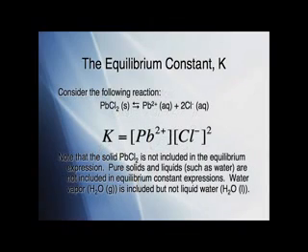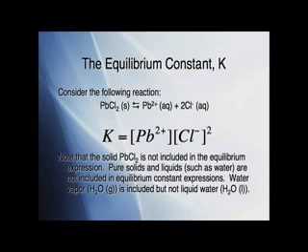Let's look at an equilibrium system in which a very slightly soluble solid is dissolved in water. Here we have lead 2 chloride being dissolved, and when ionic compounds dissolve, we know that they separate into their constituent ions. So for lead 2 chloride, when it dissolves, the lead 2 plus ion is in aqueous solution, and then we have 2 chloride ions for every formula unit of lead 2 chloride that dissolves.